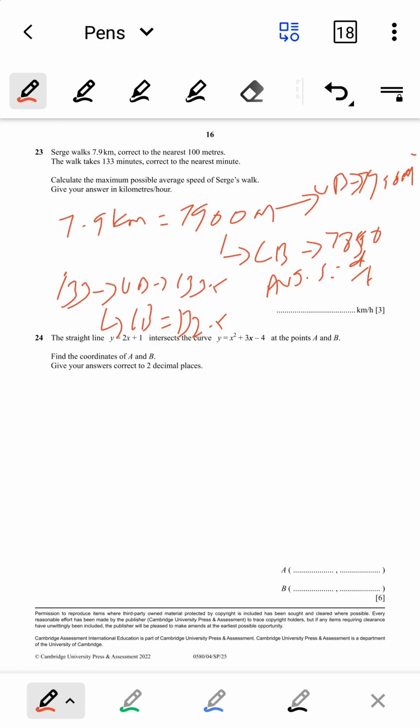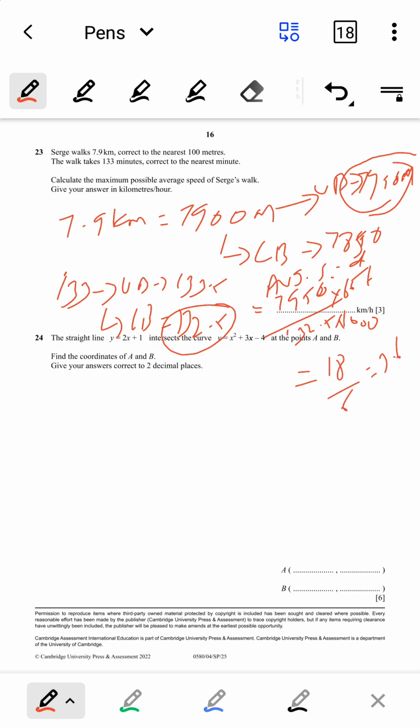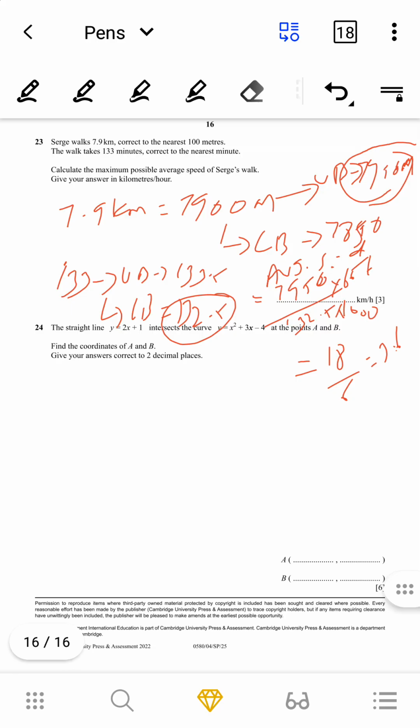For the maximum average speed, distance divided by time, you have to take the bigger distance, 7950, and the smaller time, 132.5. So 7950 divided by 132.5. But they clearly say the result must be in kilometers per hour, so you have to multiply by 60 and divide by 1000. Use a calculator, and you will get 18/5, that is 3.6 kilometers per hour. Calculators are allowed, so it is easy to calculate.